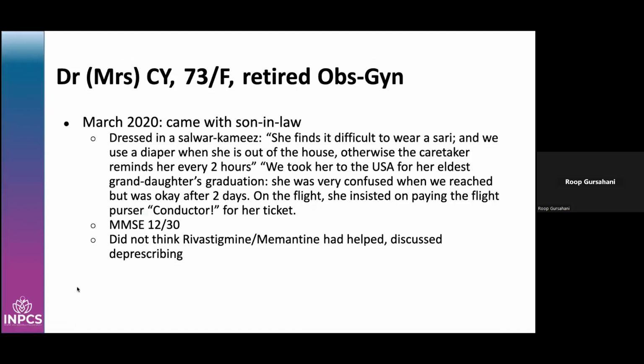So in March 2020, just before the pandemic, she came with the son-in-law. She was now using a salwar kameez, occasionally incontinent.